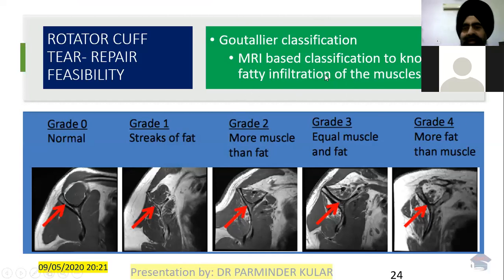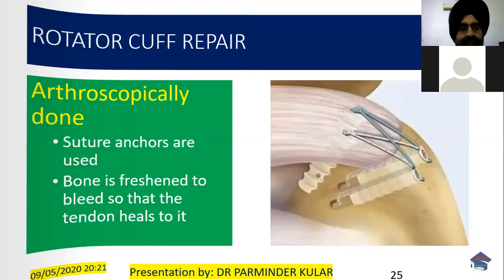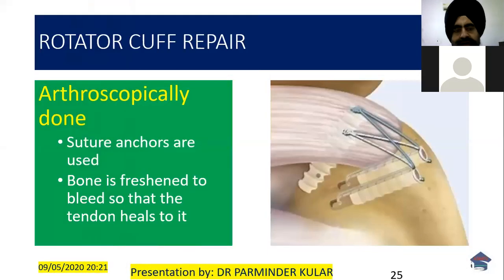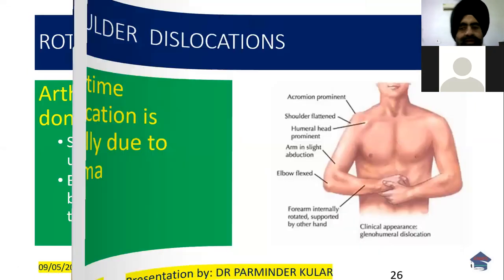It is based on MRI-based classification to know the fatty infiltration of the muscle. That's all. How is the rotator cuff tear repair done? It is done arthroscopically these days. We have suture anchors which fix into the bone. The anchor is attached, and we repair it using arthroscopic instruments. The important point is that the bone is freshened to help in reattachment of the tendon.